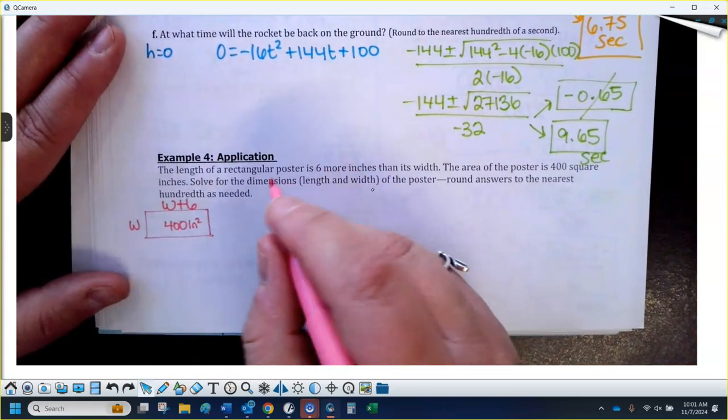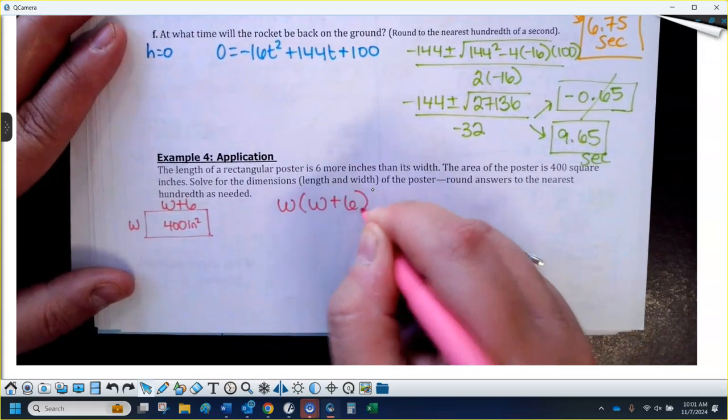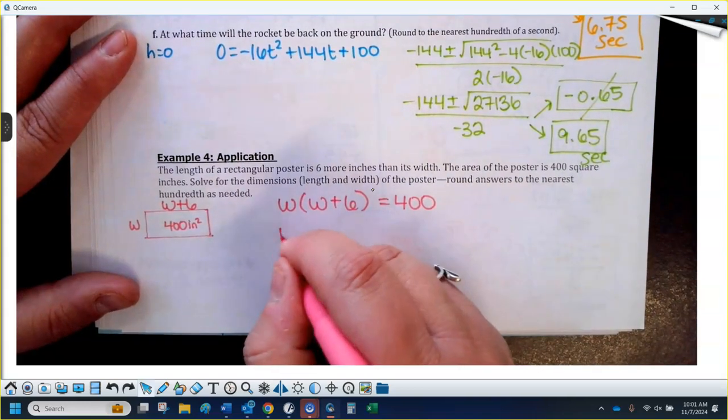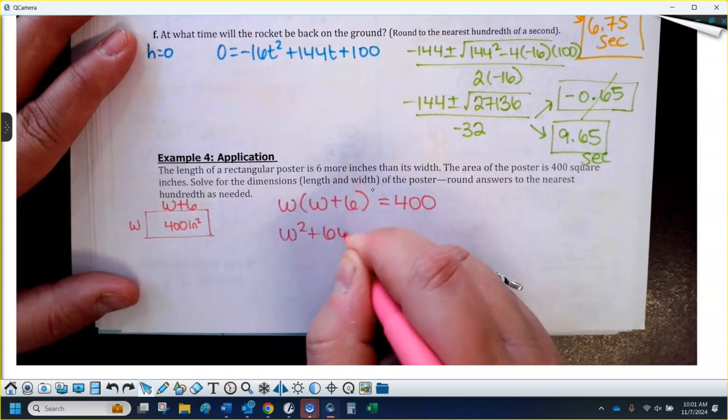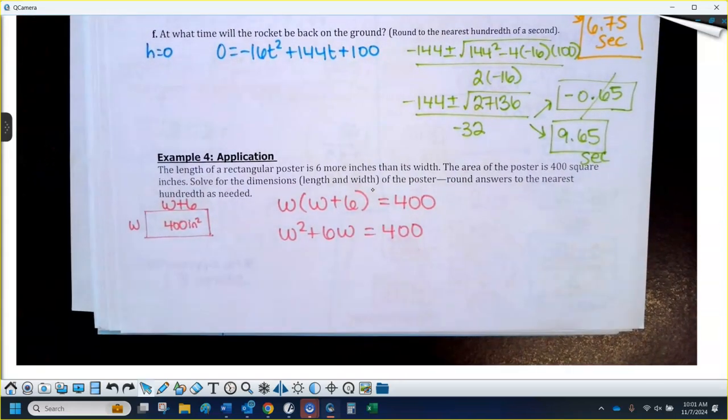Alright, so length times width here, I could do W times W plus 6, or use your favorite variable, is equal to 400. And so we'd have W squared plus 6W equals 400. Okay, now it doesn't tell me how to solve this, but I will tell you up front, if you set the 400 to the other side, this is not factorable. You're not going to think of factors of negative 400 that add up to 6. These answers are not nice.